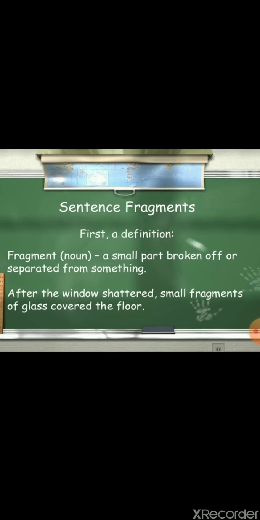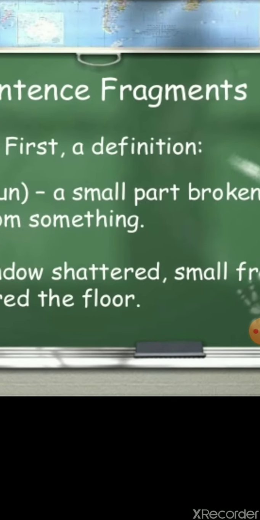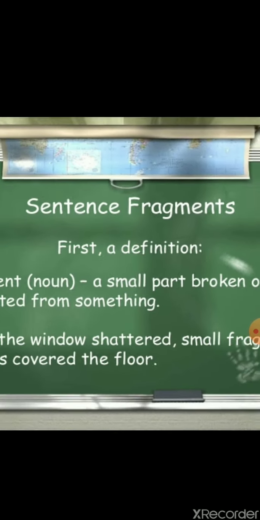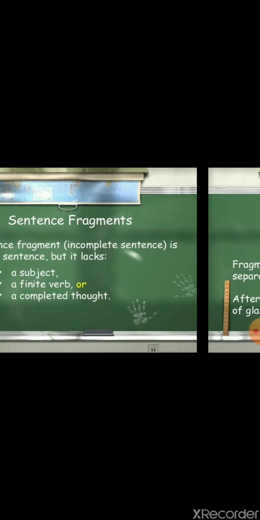Sentence fragment is the next type. First, a definition. Fragment: a small part broken off or separated from something. Very simple to understand. After the window shattered, small fragments of glass covered the floor. After the window shattered, small fragments, comma is there. Look at that. Small fragments of glass covered the floor.